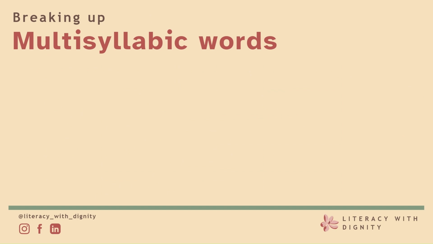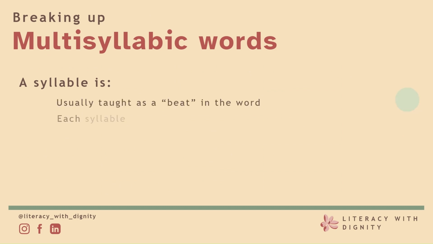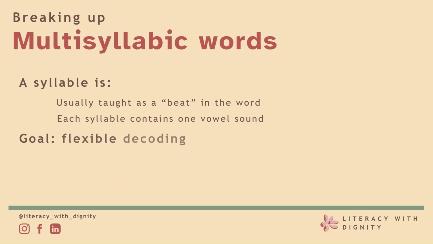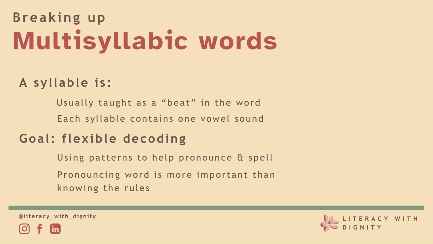And then we get on to the new stuff, multisyllabic words and breaking them up. So a syllable is taught as a beat in the word, and each syllable contains one vowel sound. The goal for these units is flexible decoding. So using patterns to help pronounce and spell, and pronouncing the word is more important than knowing the rules.